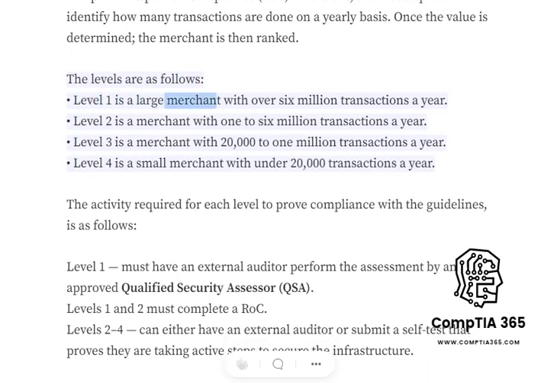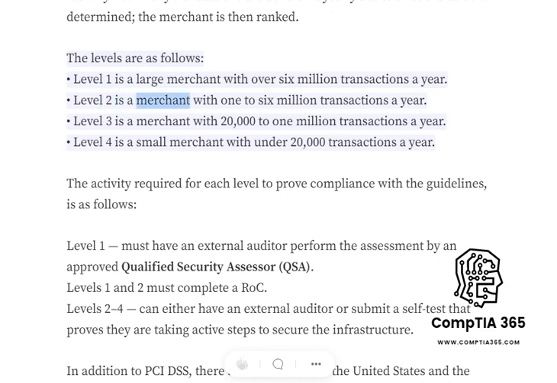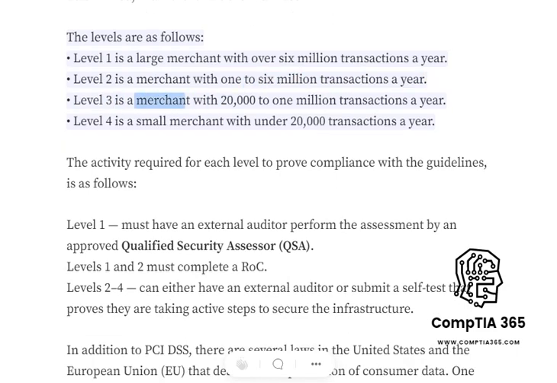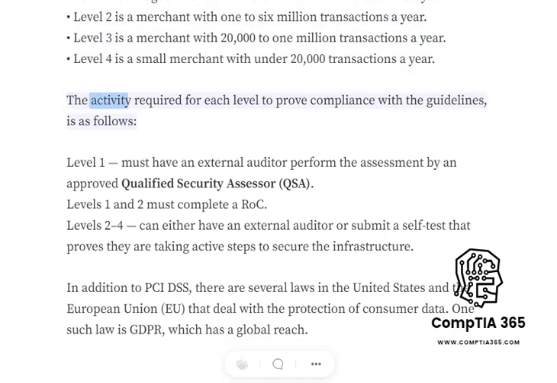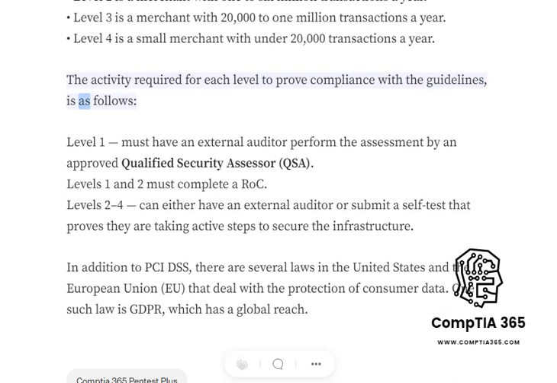Level 1 is a large merchant with over 6 million transactions a year. Level 2 is a merchant with 1 to 6 million transactions a year. Level 3 is a merchant with 20,000 to 1 million transactions a year. Level 4 is a small merchant with under 20,000 transactions a year. The activity required for each level to prove compliance with the guidelines is as follows.